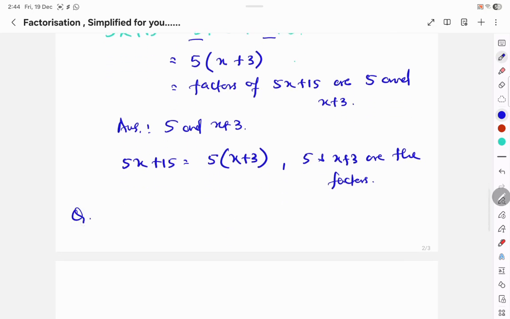Now let's take one more example. Suppose we have 5x square minus 10x and we need to find the factors, or simply they will say factorize.